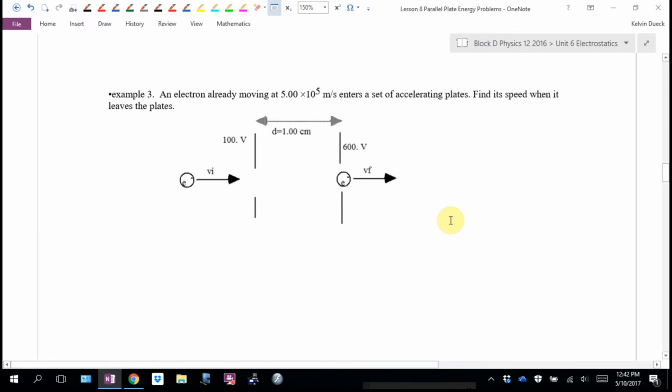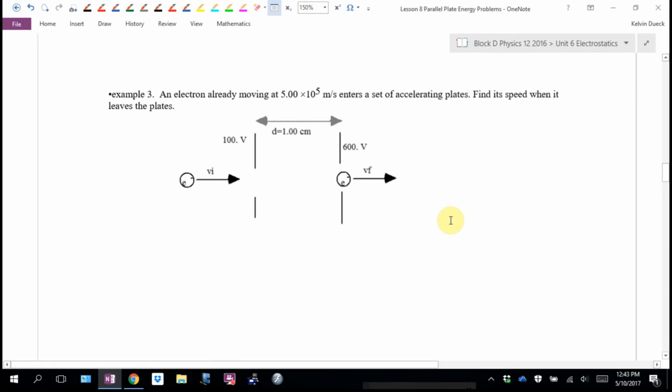Let's take it one step further. Nick, here we have an electron already moving at 5 times 10 to the 5th meters per second and enters a set of accelerating plates. How fast is it traveling when it leaves the plates? Nick, this is just the same as lifting an object up, but instead of dropping it, you're throwing it down, so it already has some kinetic energy. But all of the potential will also turn into kinetic.